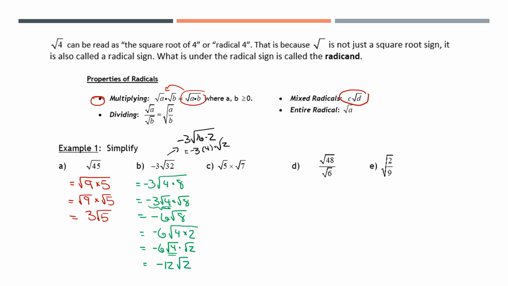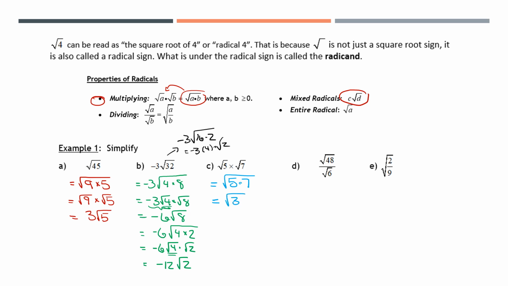Let me erase that. So the next one, the square root of 5 times the square root of 7. Neither of those numbers can be reduced. They're both prime numbers. I can't make them mixed radicals. So what I can do is use this multiplying property and put them together because I'm simplifying. So I'm not going to leave them like that. I'm going to write it as the square root of 5 times 7 under one bracket. So the square root of 5 times 7, that's just 35.